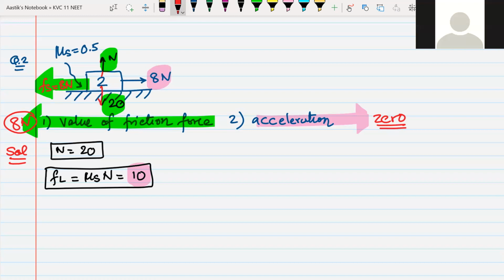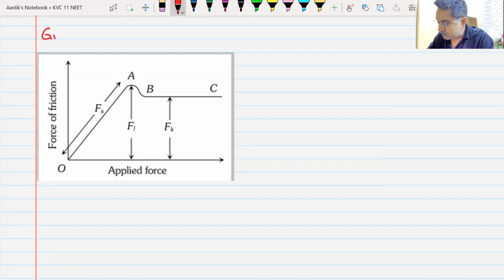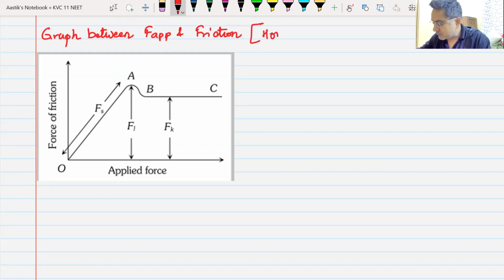Everyone has understood this? Please remember this, beta. Have you noted down? Then we move on to the last part of this chapter, and this is this diagram. This is the graph between applied force and frictional force for a body which is kept on a horizontal surface, which is the question that we were solving.